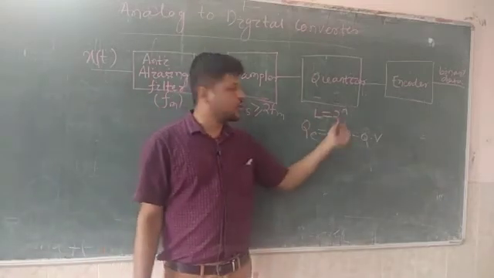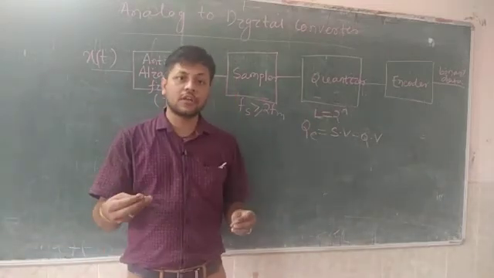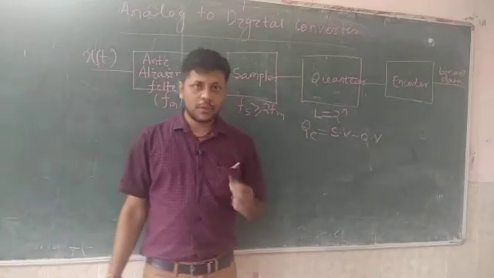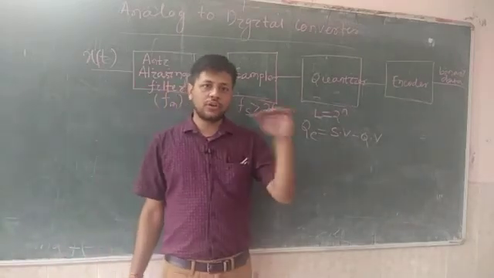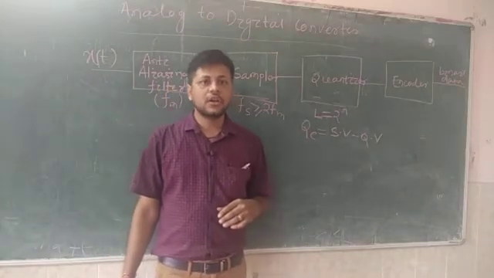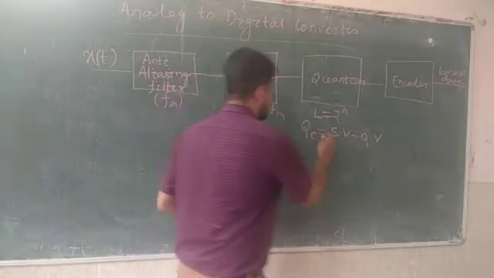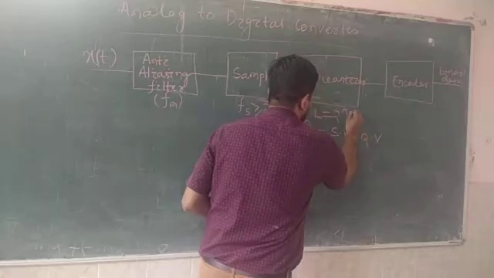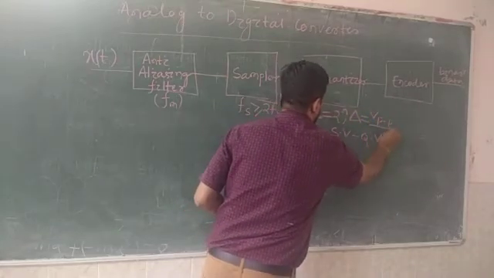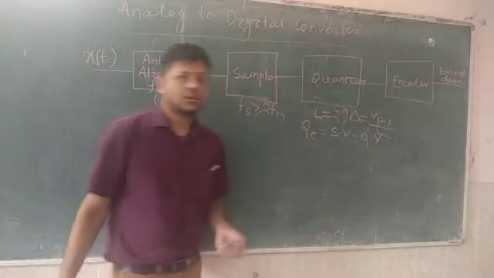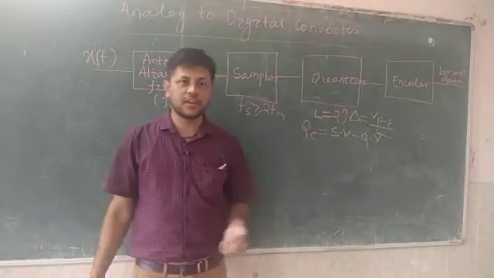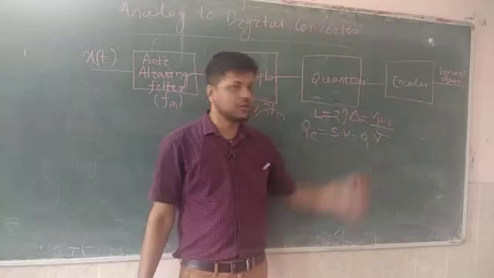How is this related? L is equal to 2 to the power n, where n is the number of encoding bits. For example, if we have 2 bits, then we need to divide the amplitude axis into 4 levels. The step size delta is equal to V peak to peak divided by the quantization voltage level L. You need to calculate the peak to peak voltage of the analog signal, divided by L, and that delta gives you the step size.